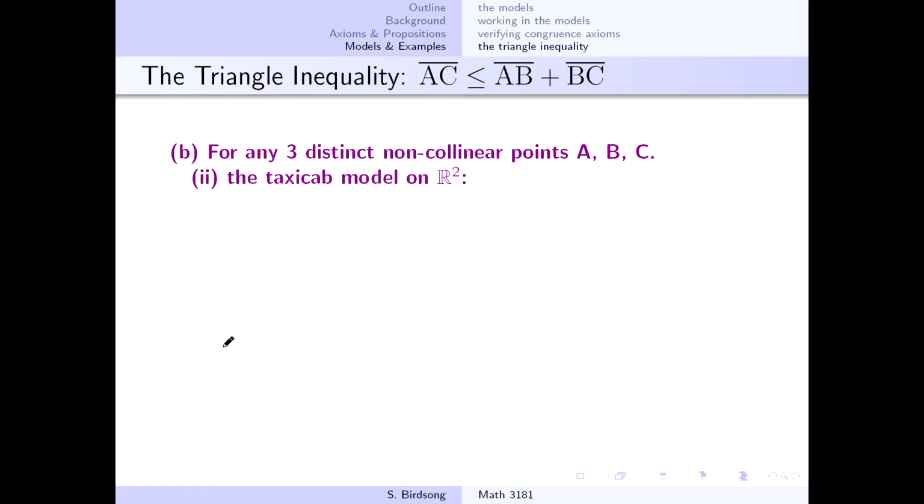Now, what happens if these 3 points don't live all on the same line? Suppose they're non-collinear, in other words, they form a triangle, and in that case, it depends on which model you're in. So for the rest of this part, I'll look at the triangle inequality when the 3 points A, B, and C are non-collinear, and I'll specifically look at our Taxicab model on R2.